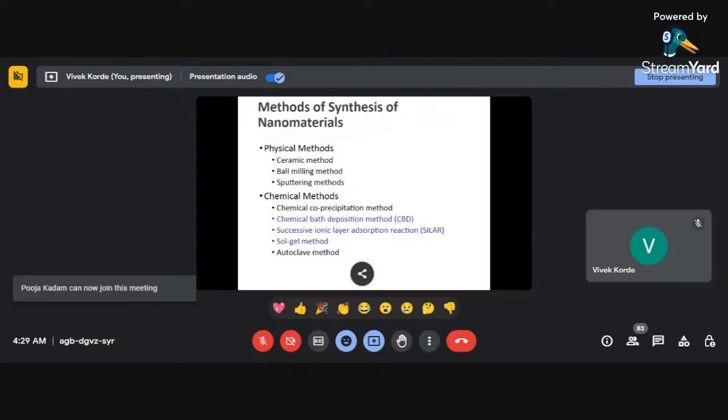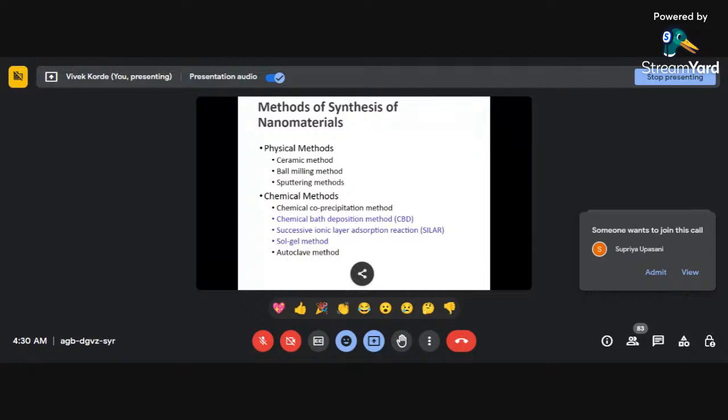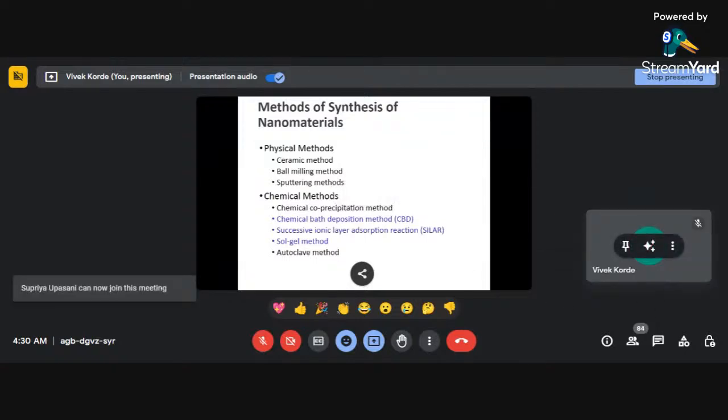Then chemical methods. Chemical methods are very easy for getting nanoparticles or particles of different shapes. Under chemical methods, there are a few methods mentioned here: chemical co-precipitation method, chemical bath deposition method, which is also called CBD, then successive ionic layer adsorption and reaction, which is called SILAR. Then the sol-gel method, which is very famous, and most researchers synthesize materials by this. And one more famous method is the autoclave method. By using the autoclave method, people mostly get particles or materials in different shapes: flower-like, rod-like, tubes, or some patterned materials. So one can select the appropriate method for their synthesis and go ahead. Please go to the next slide.